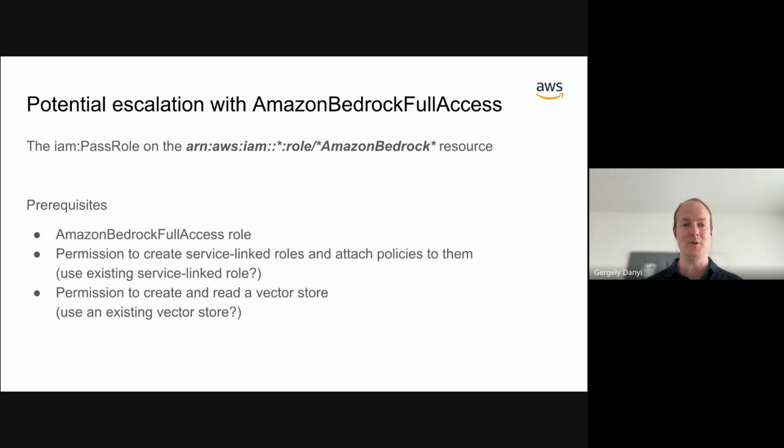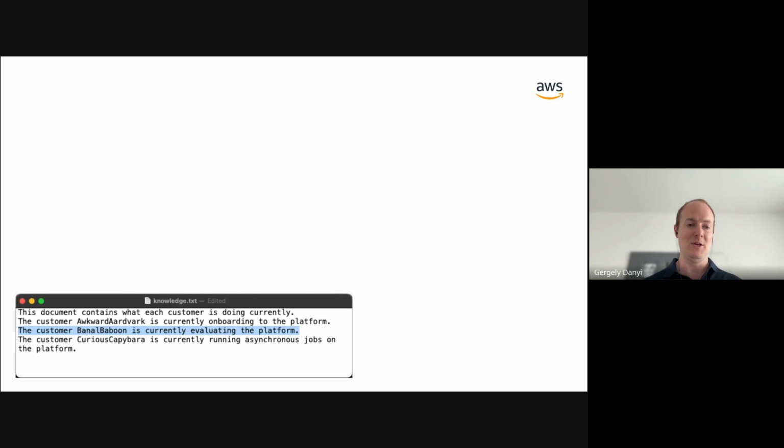I also had to grant the permission to create service linked roles and attached policies to them, which by itself is already an escalation. Maybe I would be able to reuse an existing service linked role, but I used the UI instead of the CLI. In addition, I needed to grant a permission to create and read a vector store to this user. So for the example, I created a user, I've given it these permissions. And finally, this is how it went.